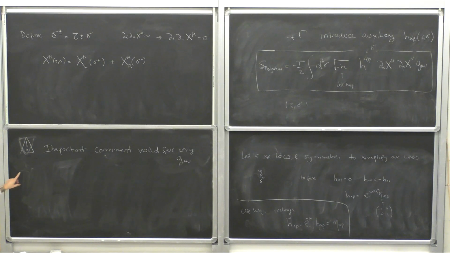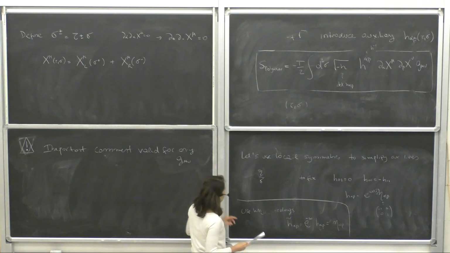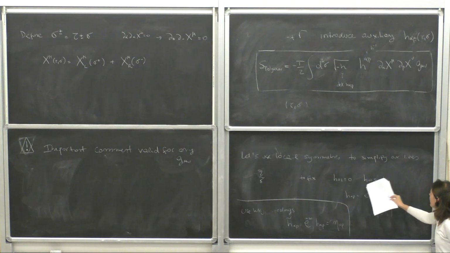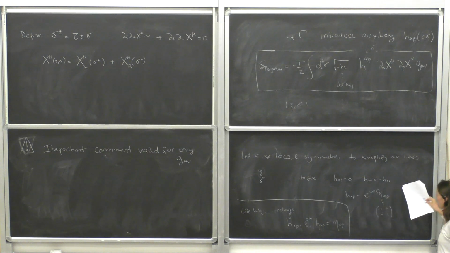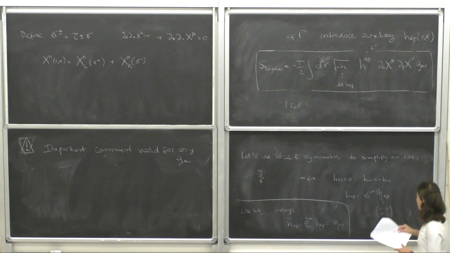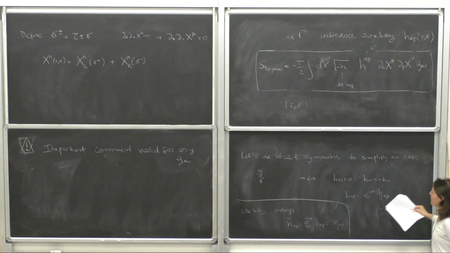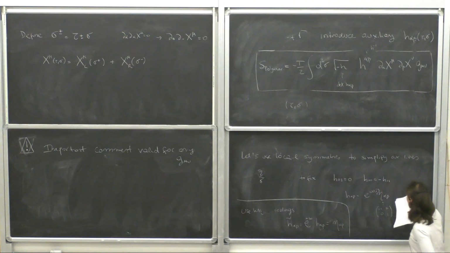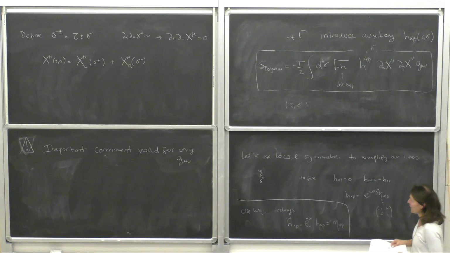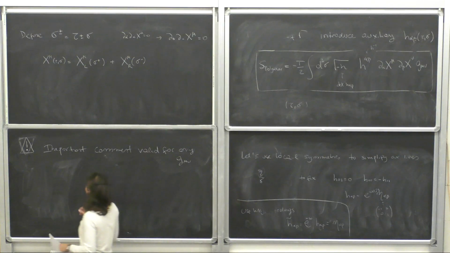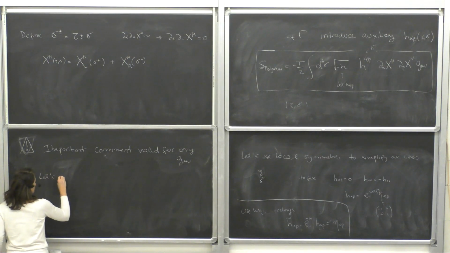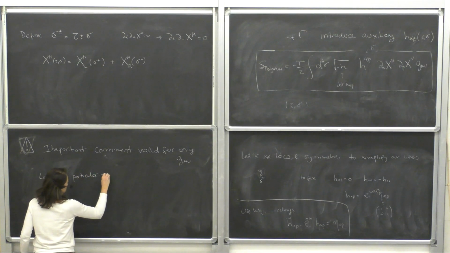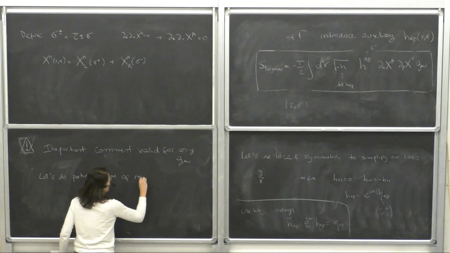Okay, an important comment that is valid for any metric G mu nu. So we use local symmetries to fix h alpha beta to be e to the omega eta alpha beta, to simplify our lives. But once we do this, is it true that we cannot do any more diffeomorphisms and stay within this gauge choice? Let's see. Let's do some particular type of reparametrization.